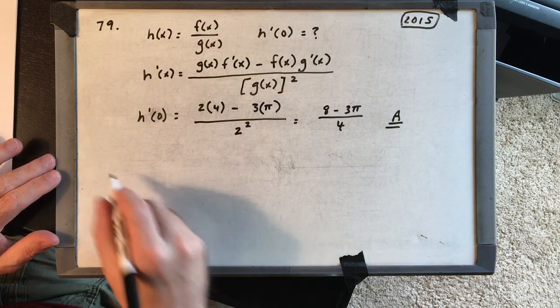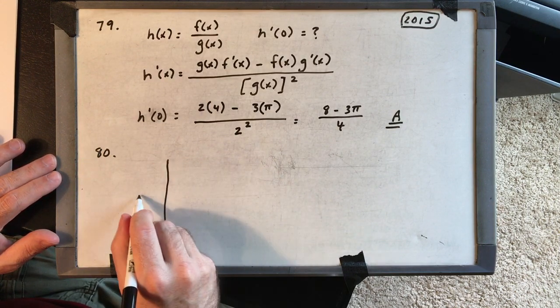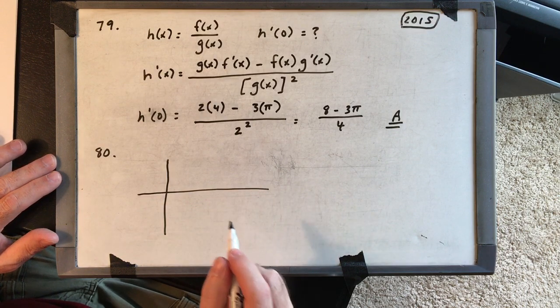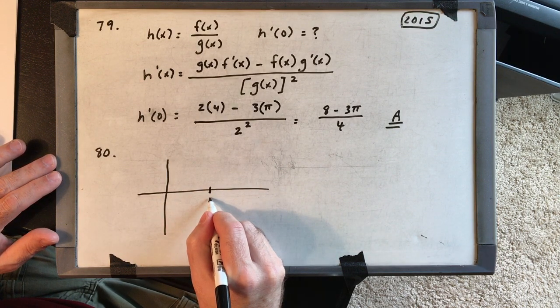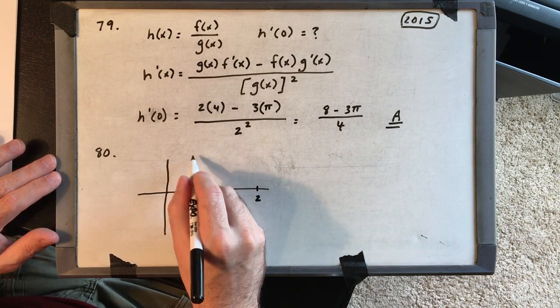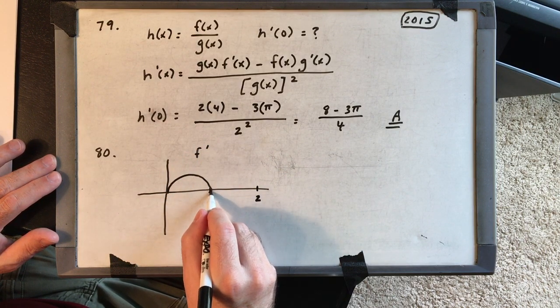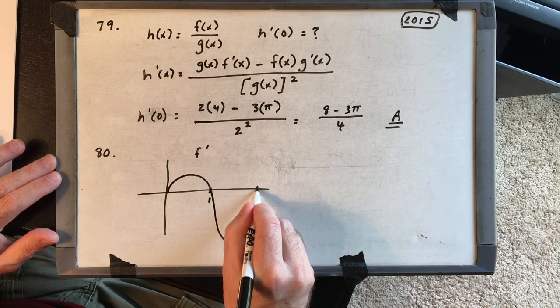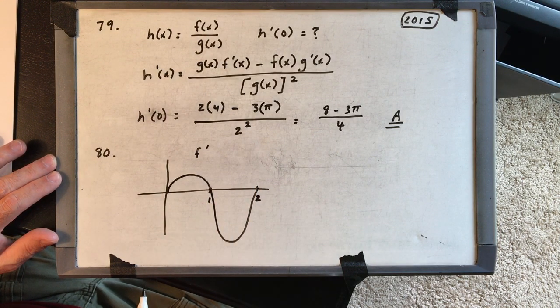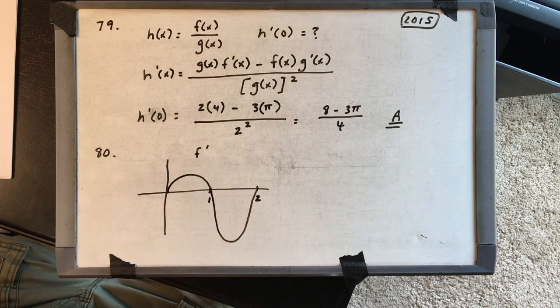All right, boom. Now number 80, I'm going to go ahead and draw the graph. A poor version of it anyway. So we've got 1 and we've got 2. This is the graph of f prime, the graph of a derivative. So boom, and going way down here, boom. So it says the figure shows the graph of f prime, and 0 and 2 are included in the interval. Where is there an absolute minimum?